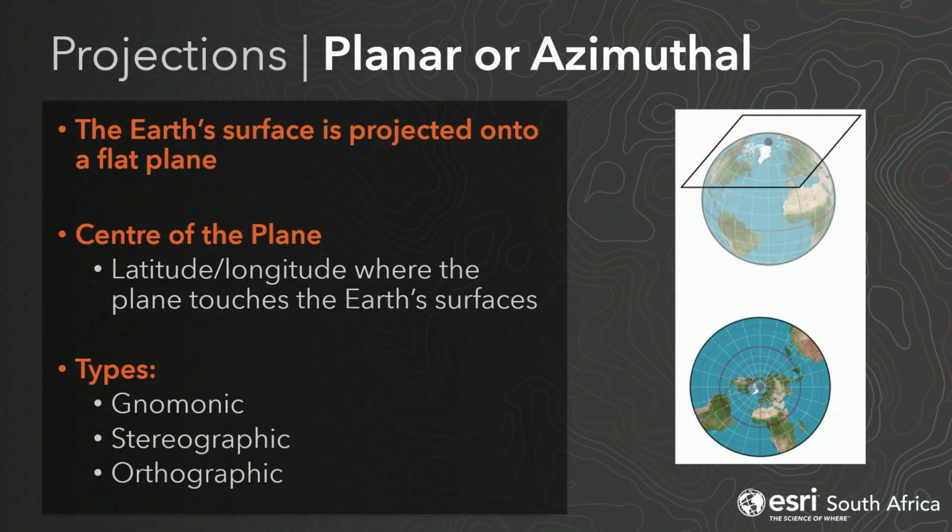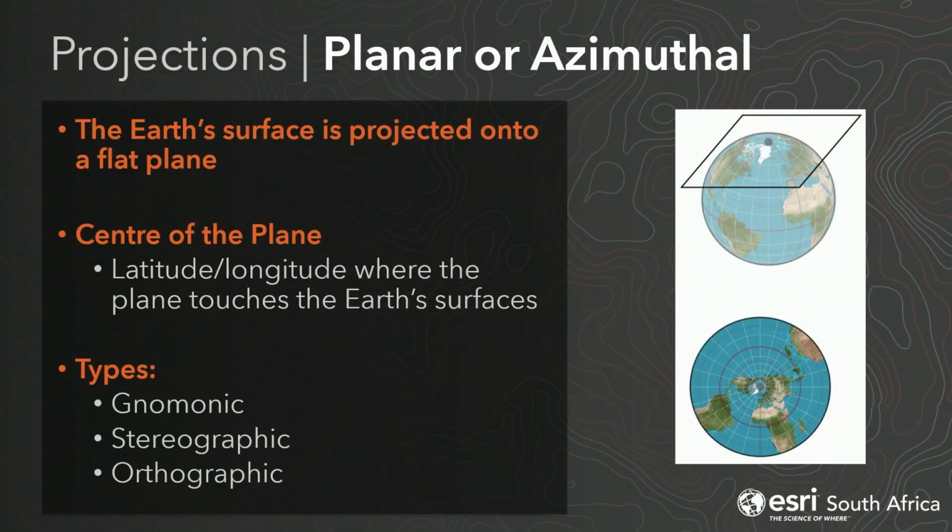So let's start with planar projections, or azimuthal projections. This is where you literally take a piece of paper and put it onto this round surface, the globe. Where the paper touches the globe is the origin, the start of the projection, or the center of the plane, as we call it. There are a couple of different names for these: gnomonic, stereographic, orthographic. We don't typically use these in South Africa, but they are out there.